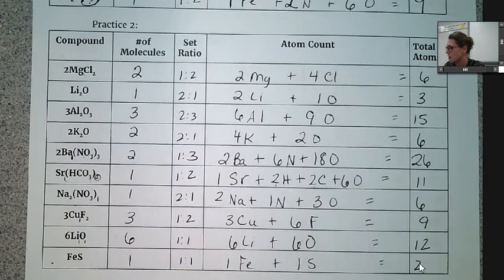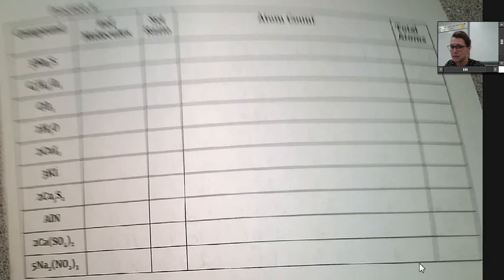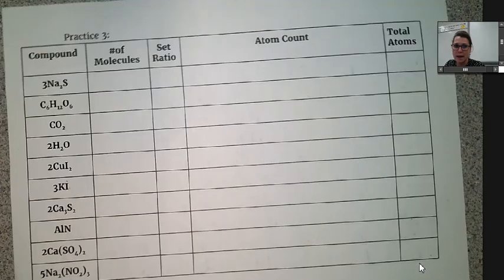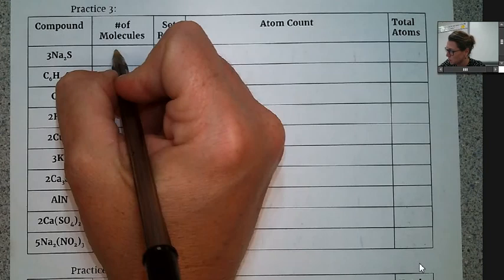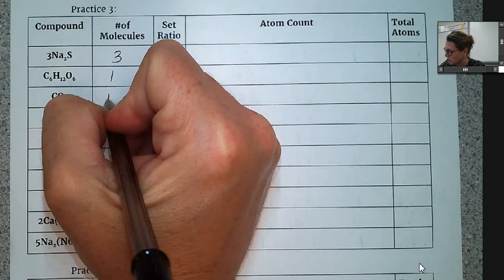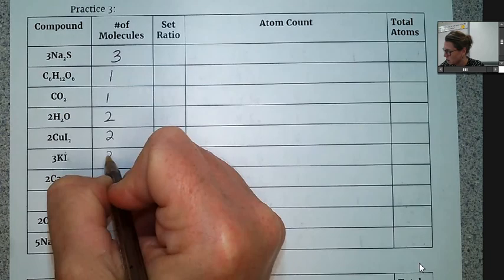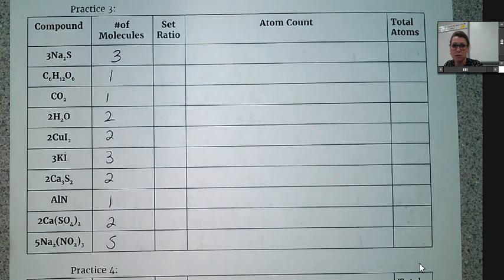All right, practice 3 on the back. I'm going to go through just looking at the molecules. 3, 1, 1, 2, 2, 3, 2, 1, 2, and 5 from the coefficients. My ratio, looking at subscripts, 2 to 1.